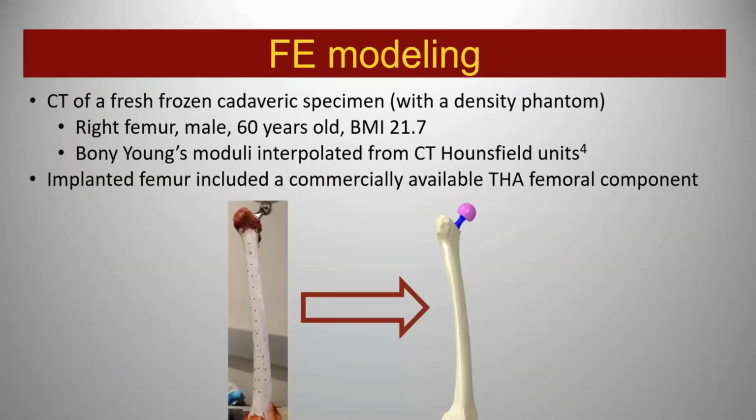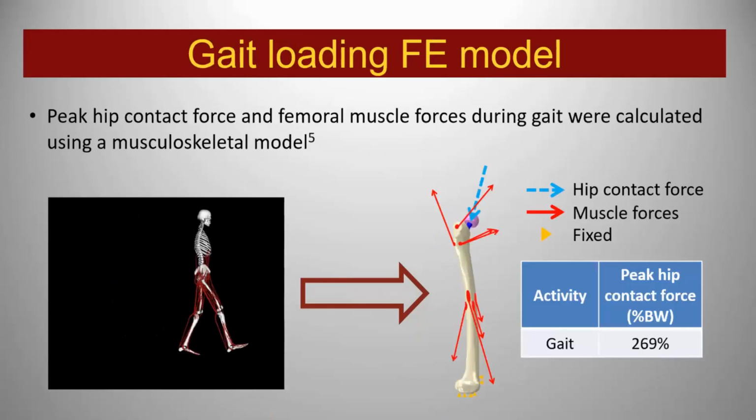The CT of a fresh frozen cadaveric specimen was used to develop the FE model of the femur. For the THA implanted femur, it included a commercially available THA femoral component. The input for the gait loading finite element model was based on the peak hip contact force and femoral muscle forces during gait, which was calculated from a previously published musculoskeletal model.